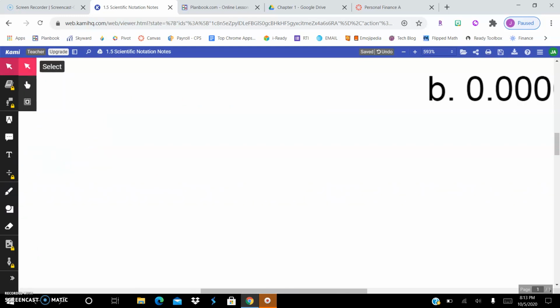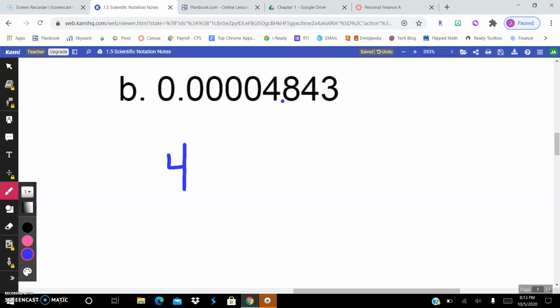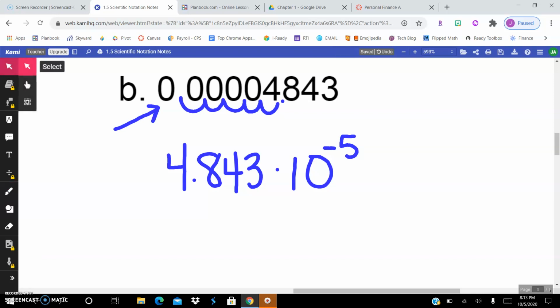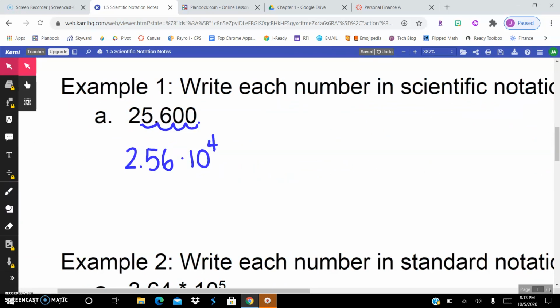And then if you were given this number and wanted to write it in scientific notation, you again want to figure out where you can put that decimal so that you have a number between 1 and 10. Between the 4 and the 8 would be great. So you'd have 4.843, and then always times 10, and then figure out how many spots. 1, 2, 3, 4, 5. This is going to be a negative 5 because this number is less than 1. So it's a smaller number, less than 1. You're going to have a negative exponent. If it's a large number, you're going to have a positive exponent.